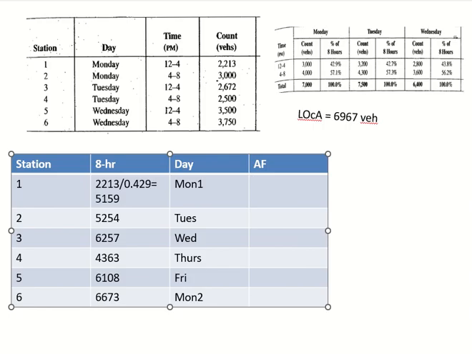Okay, so the adjustment factor was, you take the value of that day, divide by the average, right? These days are wrong, sorry. We have only 3 days, right? So Monday, Tuesday, Wednesday. And the locations are also not the same. Sorry for that. So we have location 1 and 2 on Monday, location 3 and 4 on Tuesday, and then we have the remaining 2 on Wednesday.